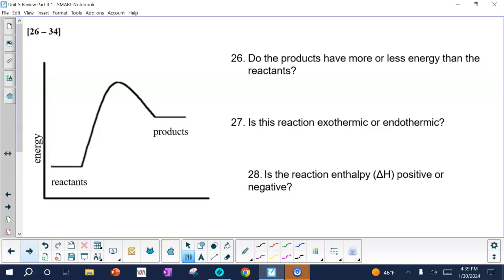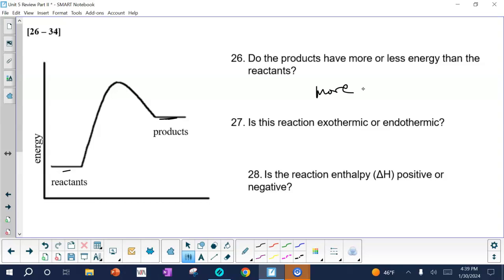So what we have now is some thermochemistry problems. Looking at this first question, it says, do the products have more or less energy than the reactants? Reactants are definitely lower in energy, products higher in energy. So in this instance, the products obviously have more. Is this reaction endothermic or exothermic? Let's stop and think. Is the heat going in or is heat going out?